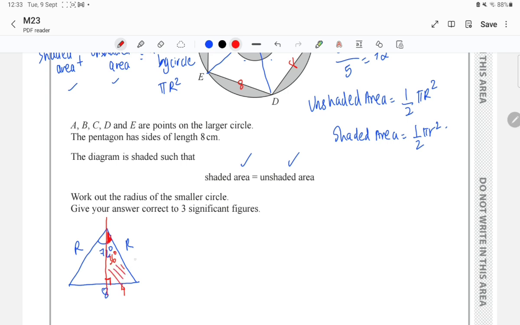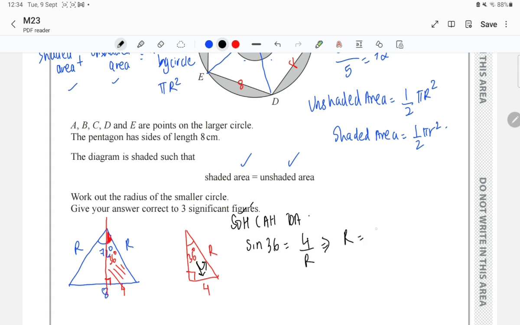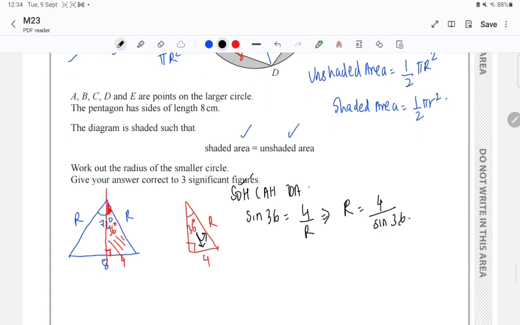Okay, so let's extract this small triangle again from here. So this will be 4, this is R, and this angle is 36 degrees. Look over here, I have opposite over hypotenuse. So I know sine of 36 will be 4 over R, which implies that R would be equal to 4 over sine of 36, right? Now I've got my R.